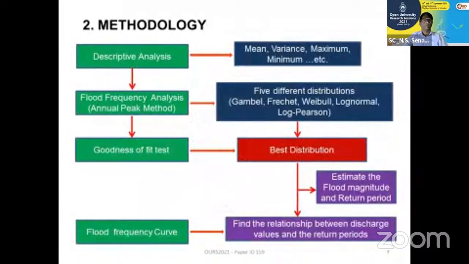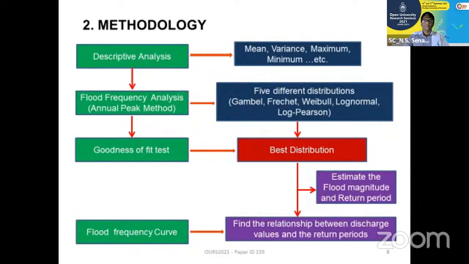Now let's see what statistical methods have been used for obtaining the results. According to the literature, the annual peak method was utilized to analyze flood frequency in this study. As the first step, descriptive statistics such as mean, maximum, and minimum were found from the flow data. Then five different distributions, Gumbel, Fletcher, Weibull, log normal and log Pearson, were applied for parameter estimation.